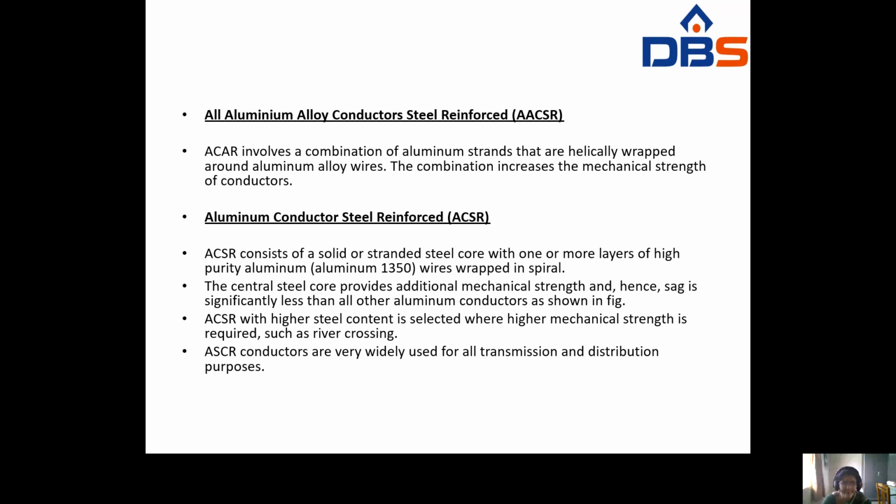ACSR consists of a solid or stranded steel core with one or more layers of higher purity aluminum. So you have to take one spiral, and in one spiral you wind the 1350 wires. The central steel core provides additional mechanical strength, and hence sag is significantly less than all other aluminum conductors. Sag is nothing but related to the tensile property of the conductor.